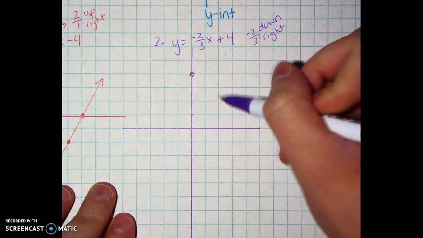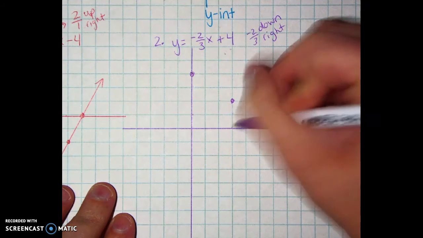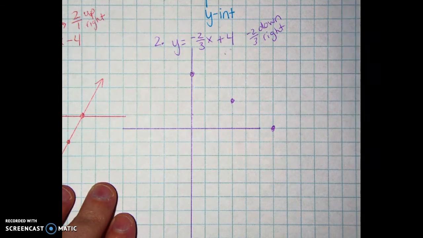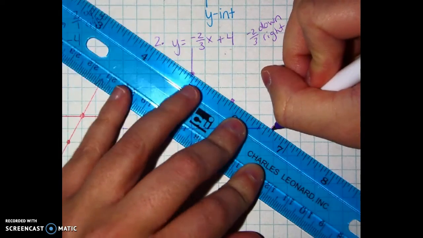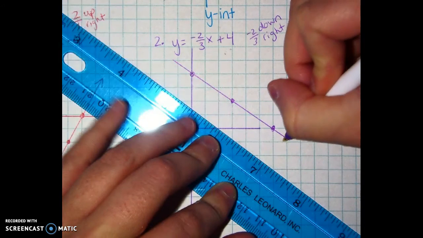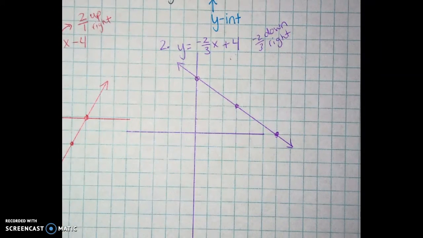Down 2, right 3: 1, 2, 1, 2, 3. Now I can graph my line. Okay, hopefully this is all coming back to you. Hopefully you remember how to do it.